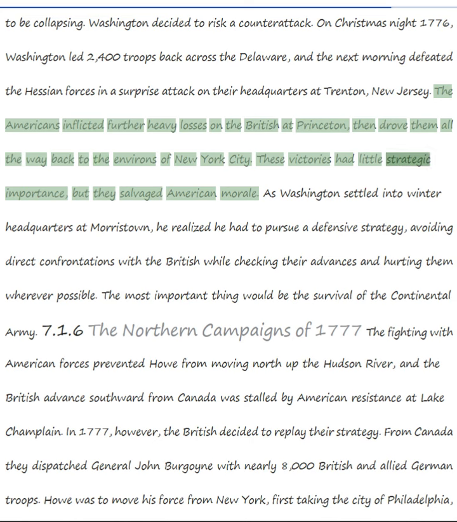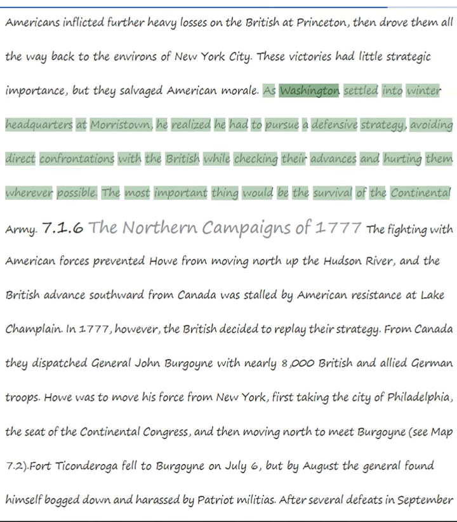These victories had little strategic importance, but they salvaged American morale. As Washington settled into winter headquarters at Morristown, he realized he had to pursue a defensive strategy, avoiding direct confrontations with the British while checking their advances and hurting them wherever possible. The most important thing would be the survival of the Continental Army.